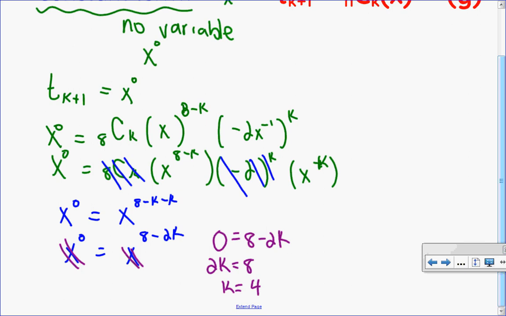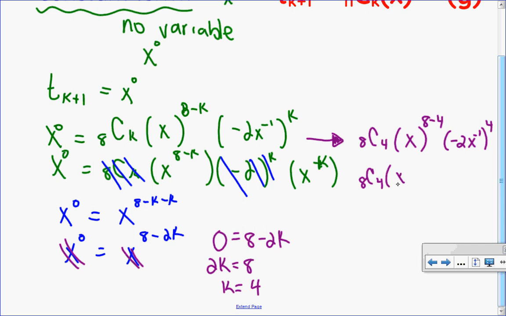Now that I know what k is, I can go back up here and figure out what the actual constant term is. Okay, so my constant term is going to be 8c4 x to the 8 minus 4 times negative 2x to the negative 1 to the 4. Let's tidy this up. So 8c4 times x to the 8 minus 4 is 4. Negative 2 to the 4 times x to the negative 4.